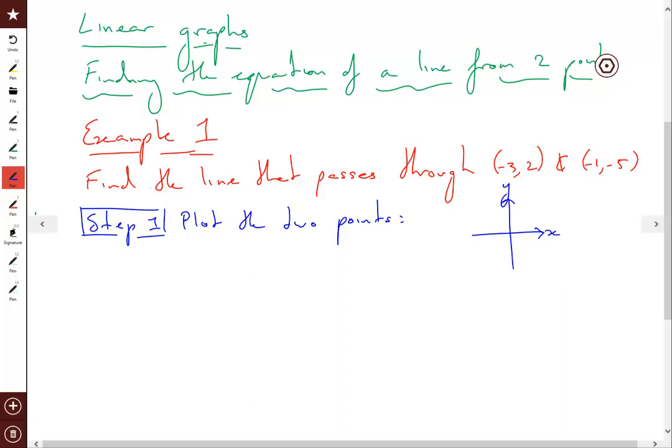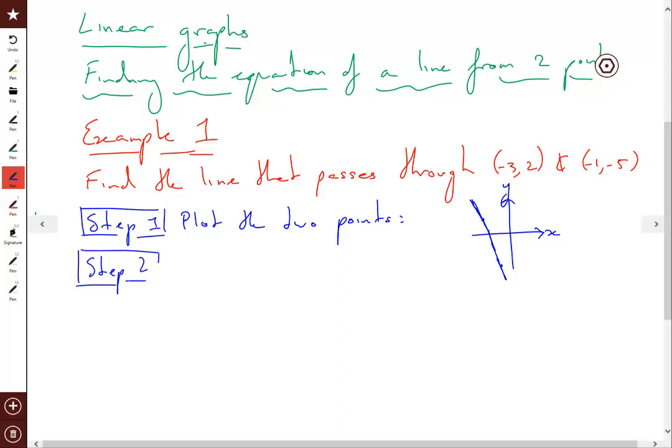So -3, 2 is maybe somewhere around here, and -1, -5 is down here. So sort of immediately I can see that I'm going to have a negative gradient. And remember, the line goes through the points rather than just touching them. Now obviously I don't have a ruler, you guys will, so this is a straight line. Okay, step 2.